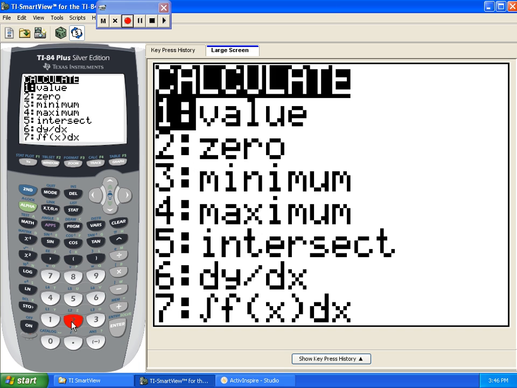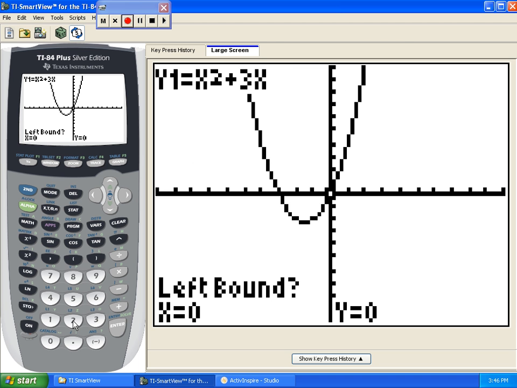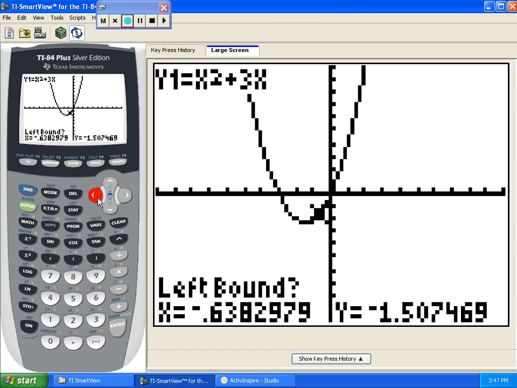So I hit option number 2, and it kind of looks like how we found the vertex. It says left bound, but what it wants us to do is go to the left of the point we're trying to find. We're not trying to find the vertex anymore. We're trying to find this point and this point. So let's find this point first. As I'm moving my cursor to the left, it's moving up the parabola. So left bound would mean above this point right here, above where it crosses the x-axis. I'm going to hit enter.